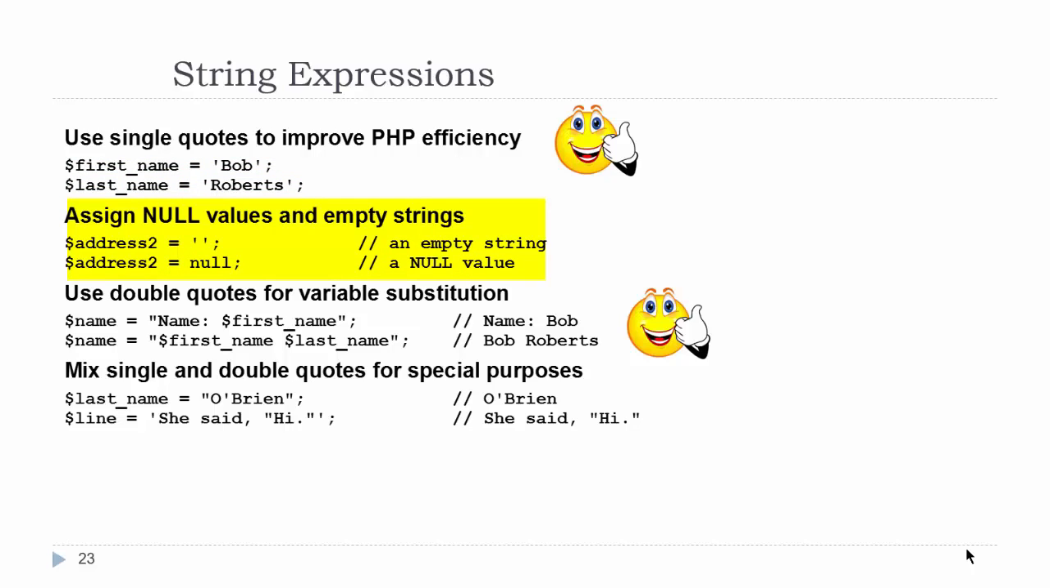If you do use double quotes, it will actually allow you to display the value of a variable without having to do any concatenation, which you might have to do in another language. And this is actually a very nice contribution that PHP has for us. Here again, you can also mix single and double quotes for special purposes.